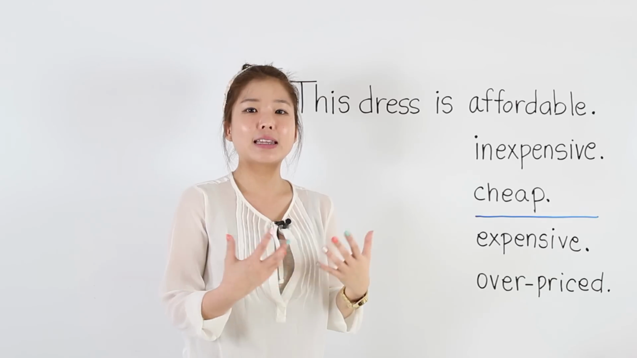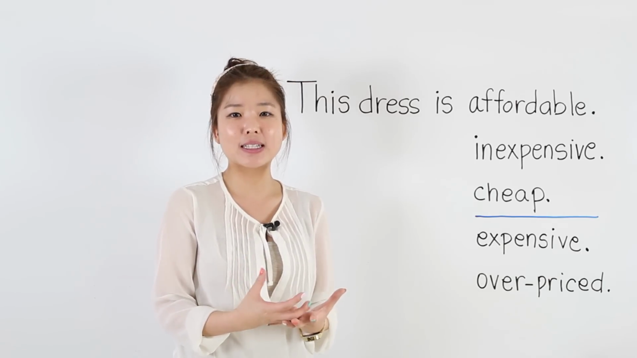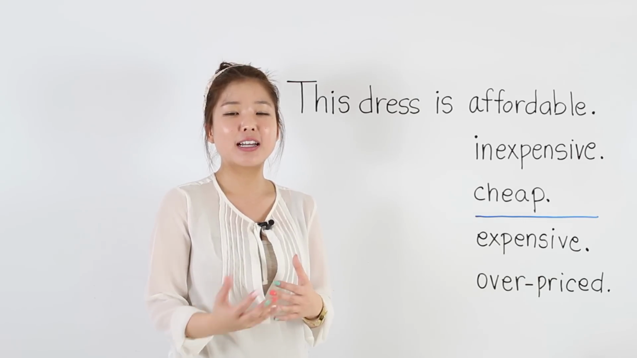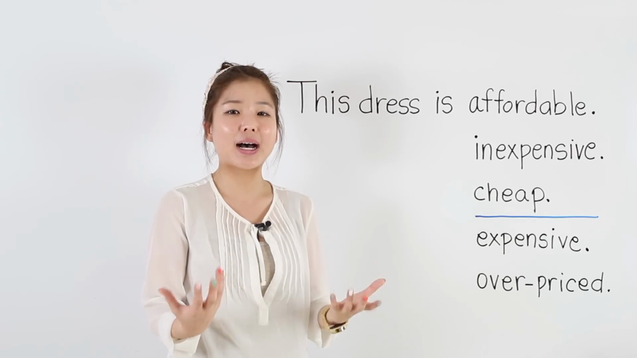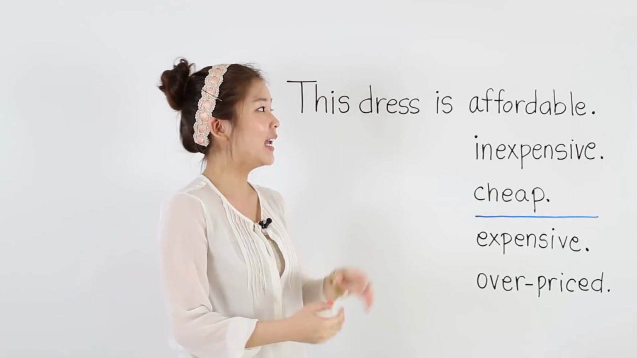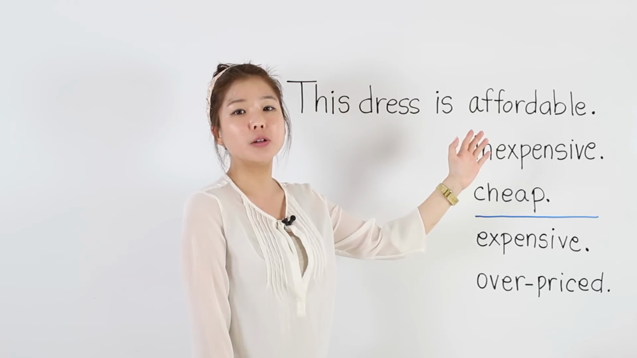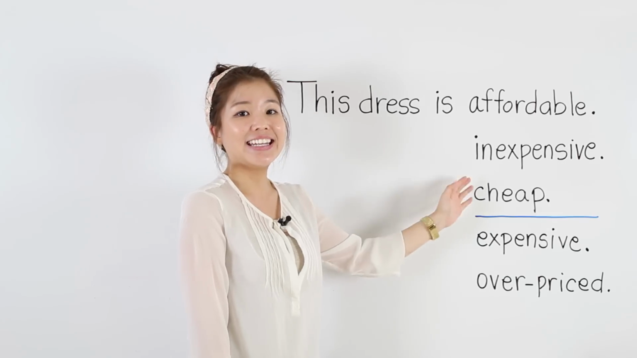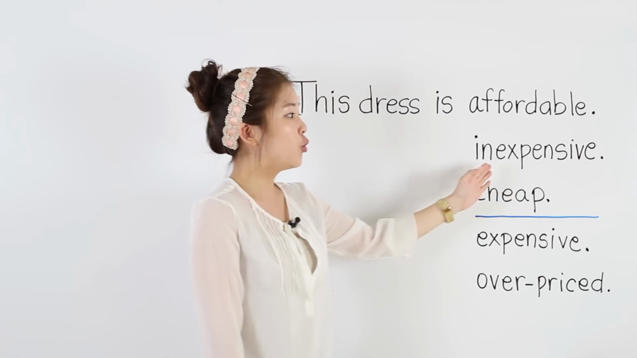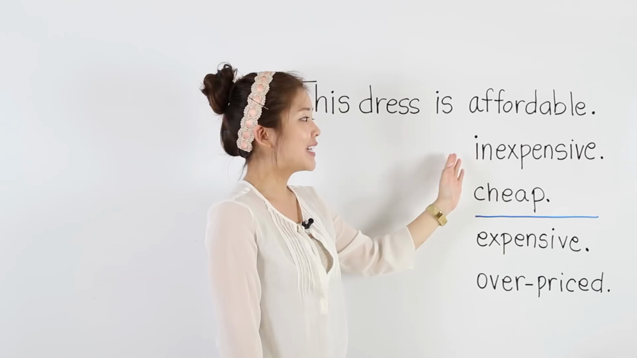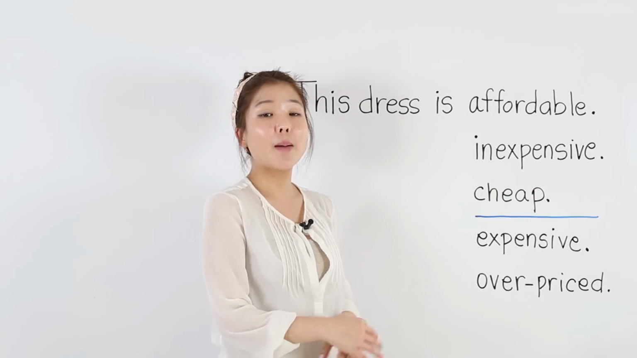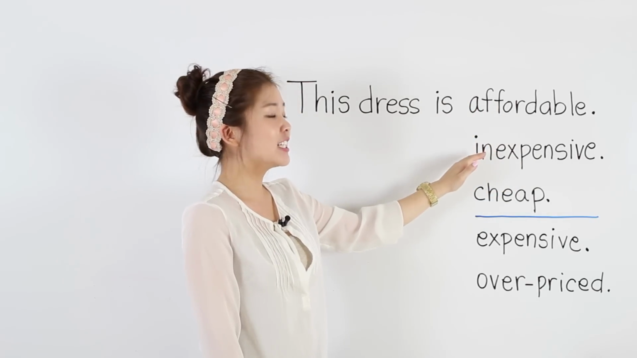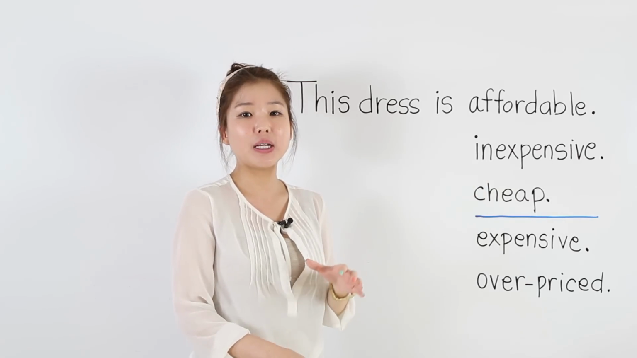Affordable means that this dress is not too expensive. I have enough money and I can pay for this dress. I have enough money, I can buy this dress. So I would say this dress is affordable. I can also say this dress is inexpensive. We all know what expensive is, but we say inexpensive. So that's the opposite, inexpensive. Affordable and inexpensive have very similar meanings.